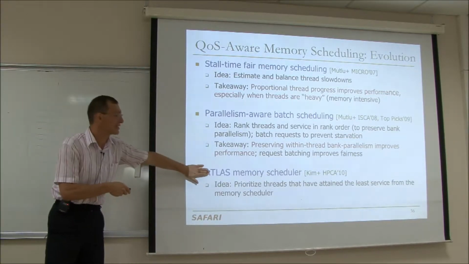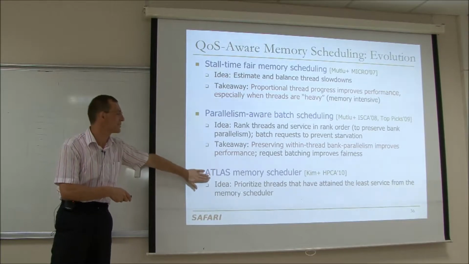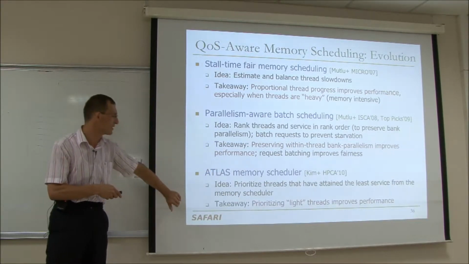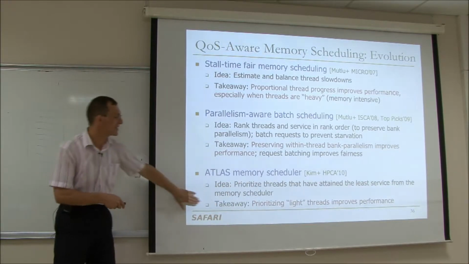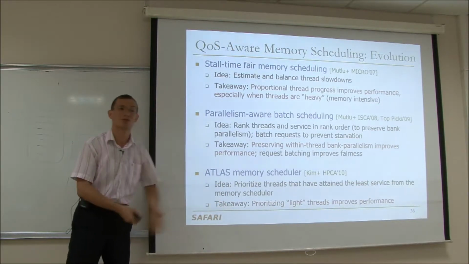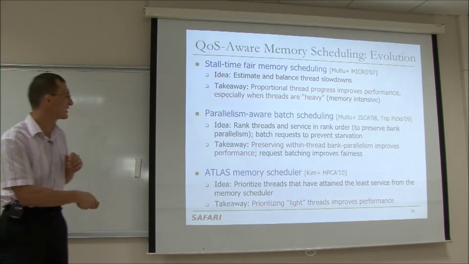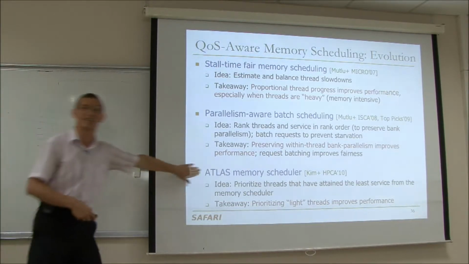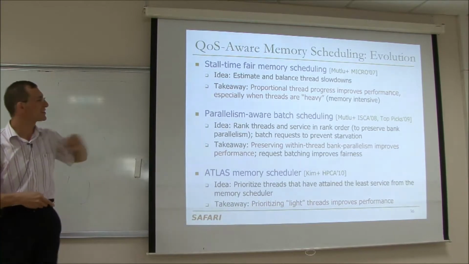And the idea in the Atlas Memory Scheduler is based on this. Basically, prioritize the threads that have attained the least service from the memory scheduler. And the takeaway we found is that prioritizing these light threads improves performance. And you'll see that later on. This improves performance much more compared to these other ones. But it's not as fair. So we're going to try to fix that problem later.